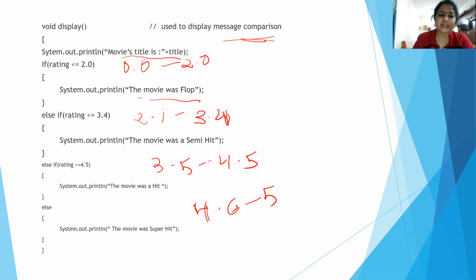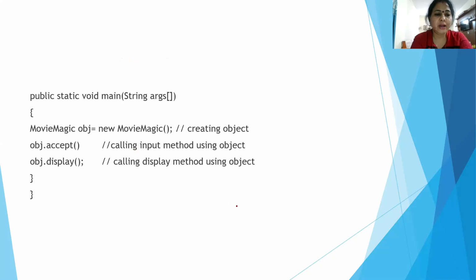Next comes the main method. In the main method you have to define the object, Movie Magic obj, and create the object that way. Then you have to call the methods through the object: obj.accept, obj.display.